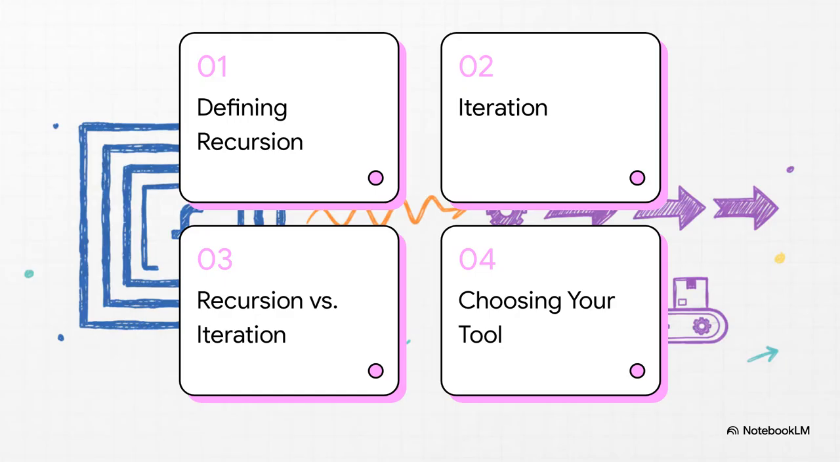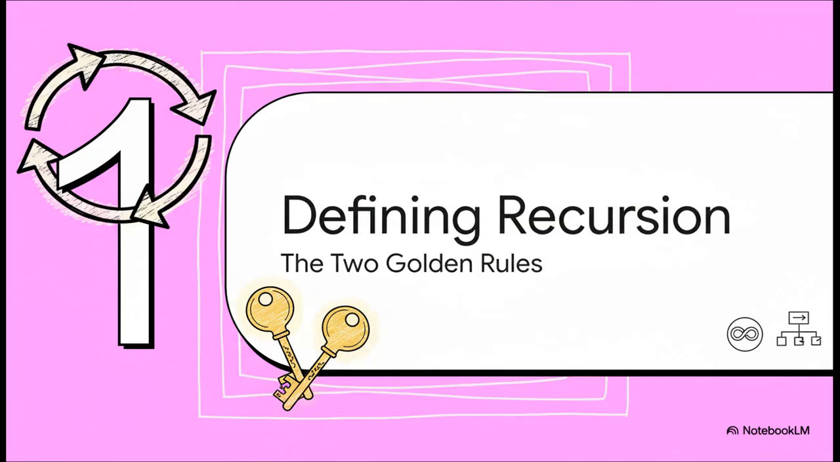So, here's the game plan. We're going to define what recursion actually is and talk about its two golden rules. Then, we'll look at the alternative you already know and love, iteration. After that, we'll put them head to head, see the pros and cons, and then, most importantly, figure out when to use which one.